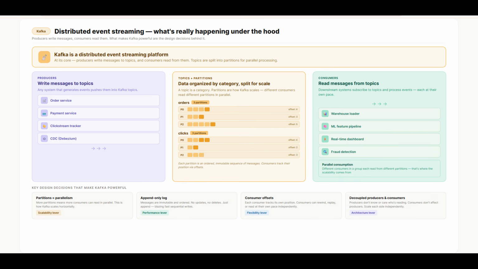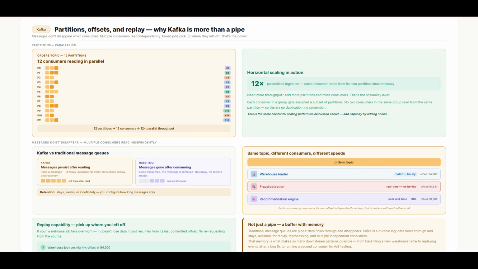Data in Kafka is organized into topics. Think of a topic like a category. You might have an orders topic, a clicks topic, a payments topic. Each topic is split into partitions, and this is where the scalability comes from. Different consumers can read from different partitions in parallel. Let me make that concrete. Say your orders topic has 12 partitions. You can have 12 consumers, each one reading from a different partition, processing messages simultaneously. You've just parallelized your ingestion by 12 times. Need more throughput? Add more partitions and more consumers. That's horizontal scaling in action.